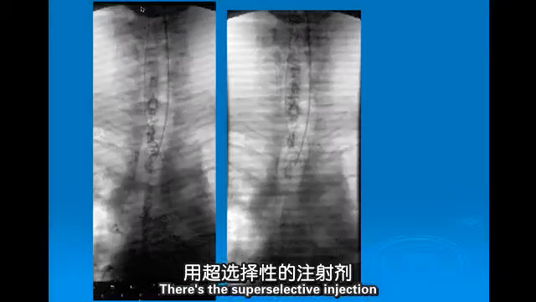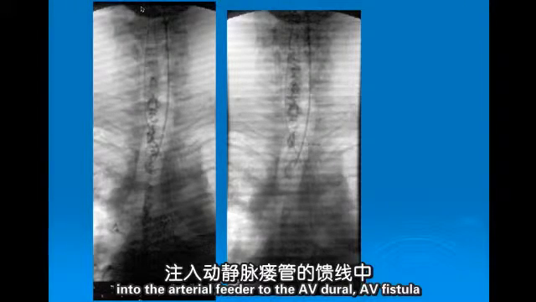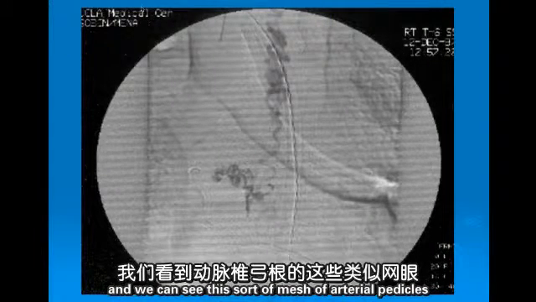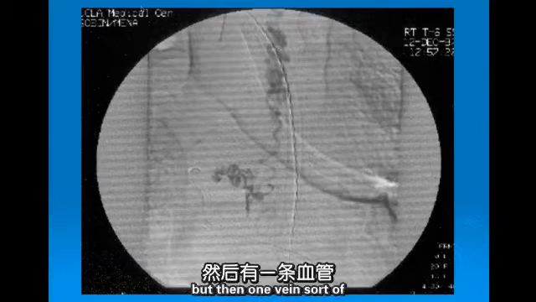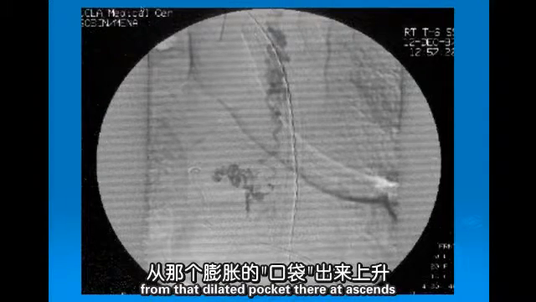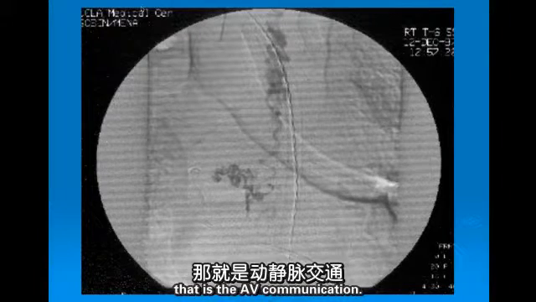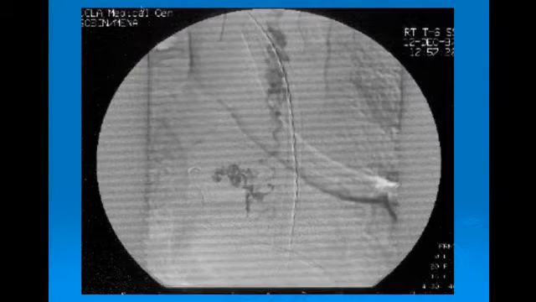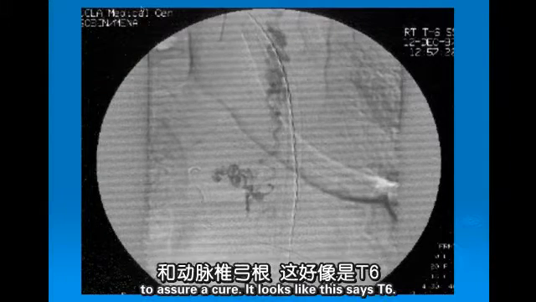There's the super selective injection into the arterial feeder to the dural AV fistula, and we can see this sort of mesh of arterial pedicles, but then one vein sort of from that dilated pocket there that ascends, that is the AV communication. So we need to eradicate that proximal section of that vein as well as the arterial pedicle to assure cure. Looks like that says T6.